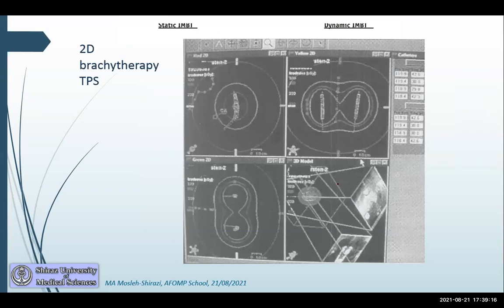Of course, first came the 2D brachytherapy planning systems. You had an opportunity to digitize the 2D radiographs, the AP and lateral radiographs, and then from there on those images, you could localize the sources, and also, for example, the Manchester system, point A, etc. For your planning. But of course, there was no tomographic data.